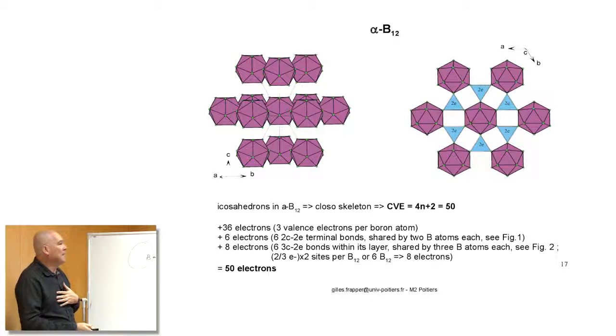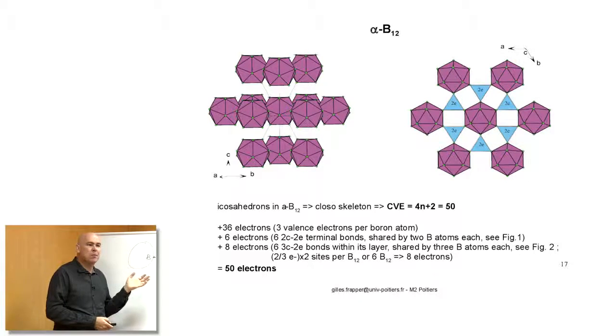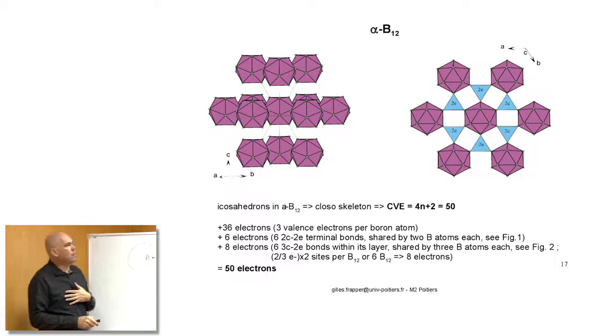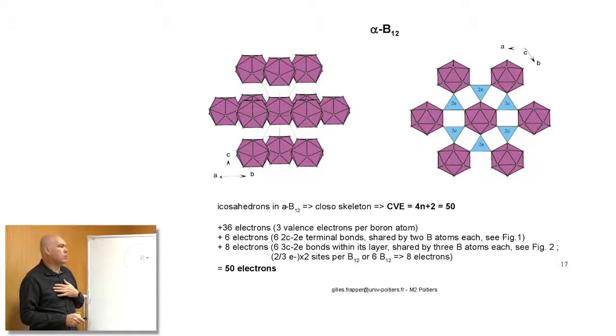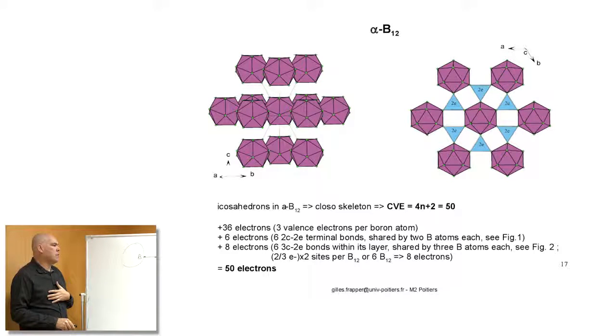So another case. It's one phase of boron, the alpha B12 structure. The alpha B12 structure is made of icosahedrons, as you can see here. So you have to apply this formula, but let's count the electrons first. You have 36 electrons coming from B12, 3 times 12. You have 6 electrons coming from the terminal bonds. If you look carefully here, each icosahedron is linked to 6 icosahedrons. So here it counts for 6 electrons.